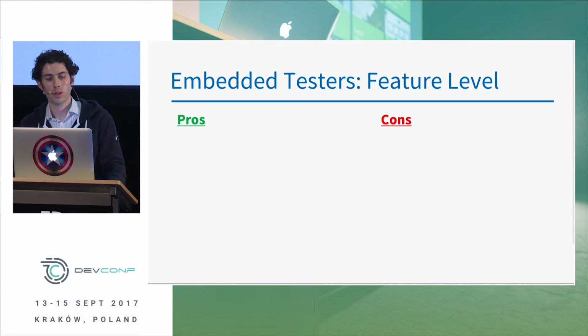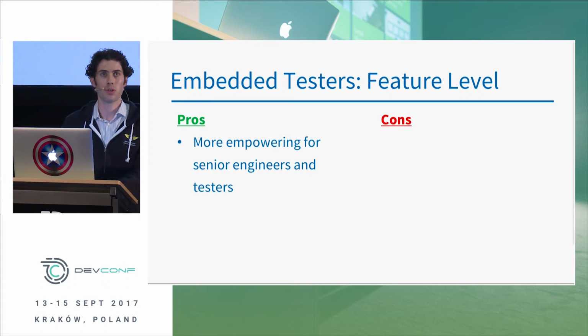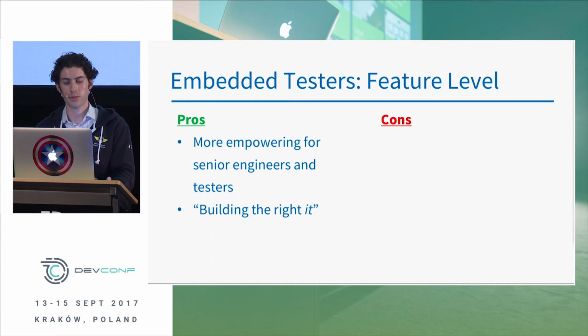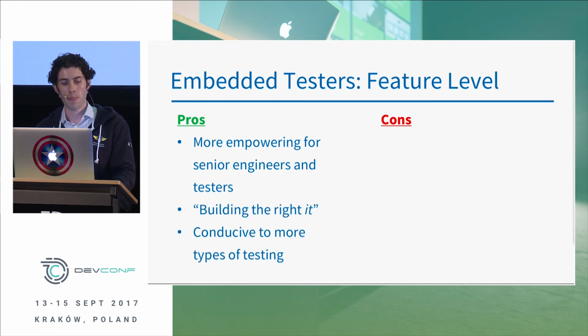On the feature level, the pro is that it's more empowering for senior engineers and testers. People generally like having more autonomy and being asked to take on bigger problems, and it's more fun to say, here's a whole collection of things, can you validate that it works, as opposed to these very specific requests. Again, it's focused more on building the right it. And it's conducive to more types of testing, where you might have developers writing unit and end-to-end tests, and then your testers can write integration tests.